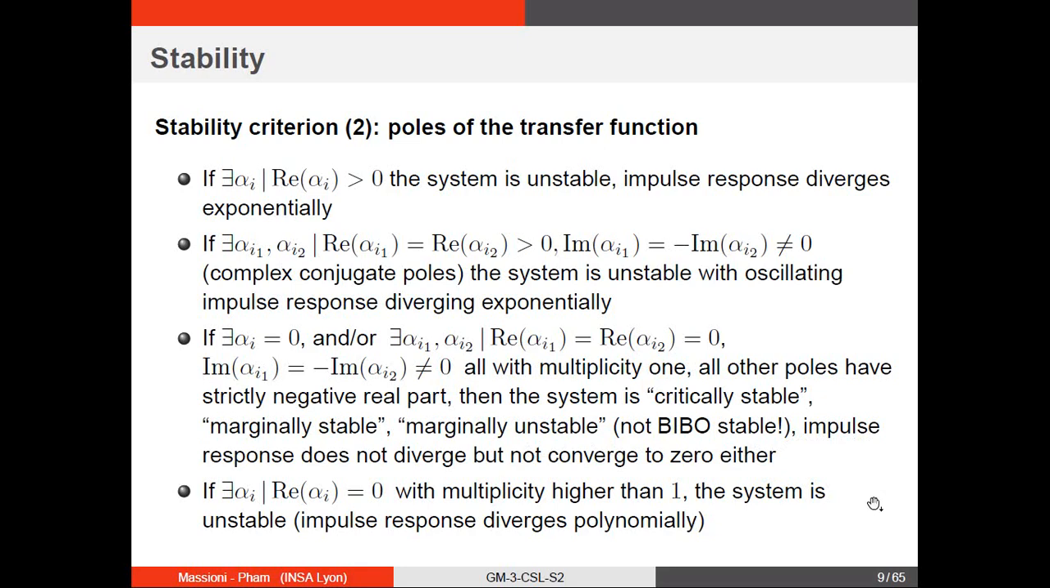And if you have poles with real part equal to 0 with multiplicity higher than 1, for example a double pole in 0, then the system is really unstable, with the impulse response going to infinity. It goes to infinity though with a polynomial response, not with an exponential response, for what it matters.